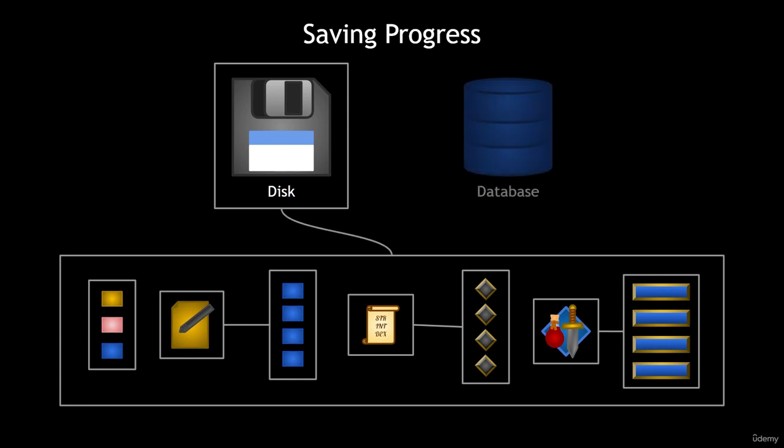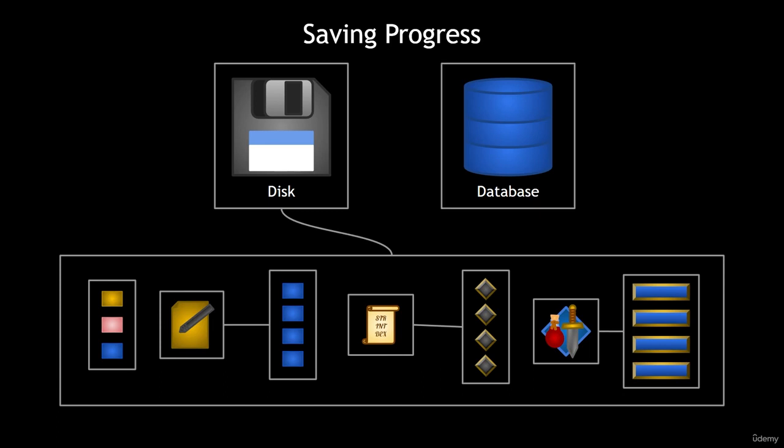Or you could save to somewhere else, elsewhere in the cloud, or elsewhere on your machine or onto another machine. This would be saving to a database of some kind. All of those values would be streamed across the network and saved somewhere else. And there are pros and cons to each way.